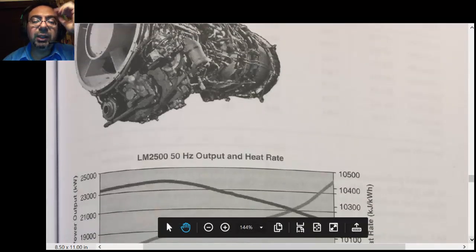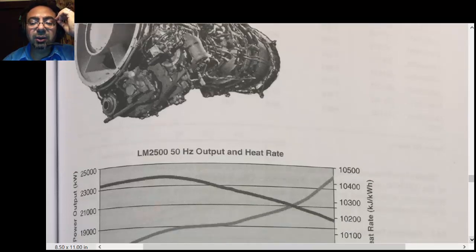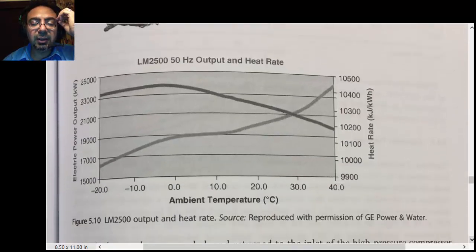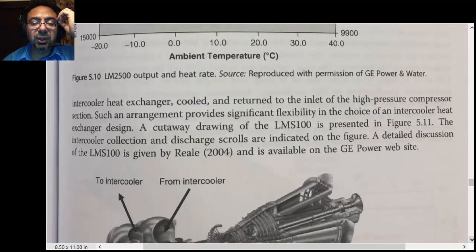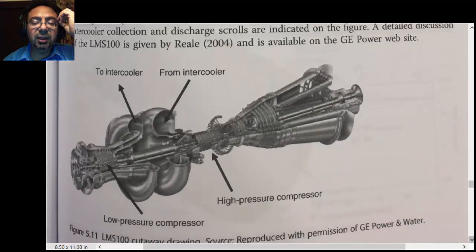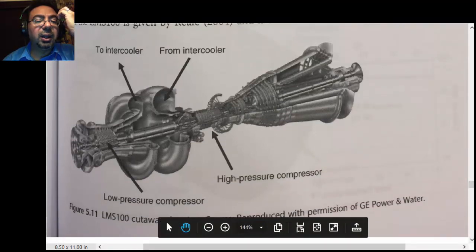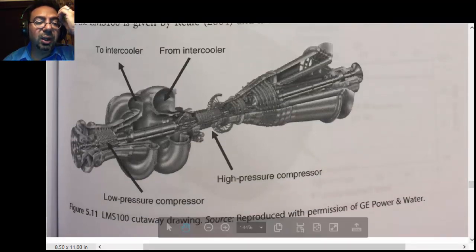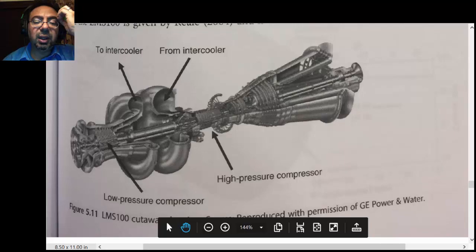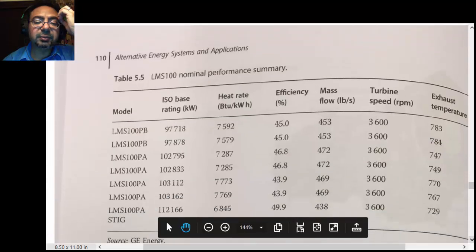The difference between the gas turbine used for power and the gas turbine used on airplanes is the weight. The one on an airplane, of course, has to be very light. Okay, and look at this. Here's the first stage, low pressure, and then it goes to the intercooler, and then it comes back from the intercooler cold enough so that it can go to the high pressure compressor.